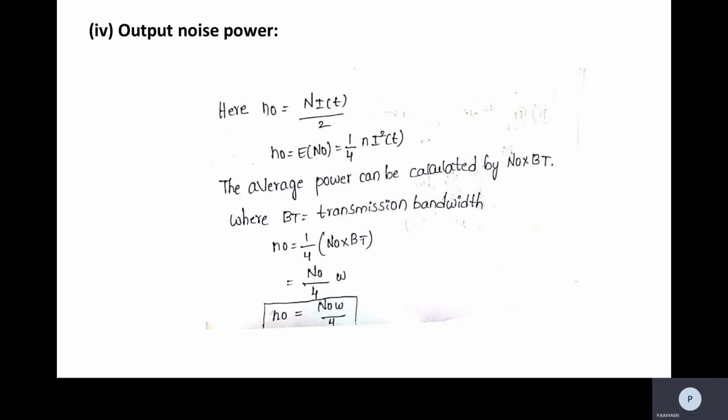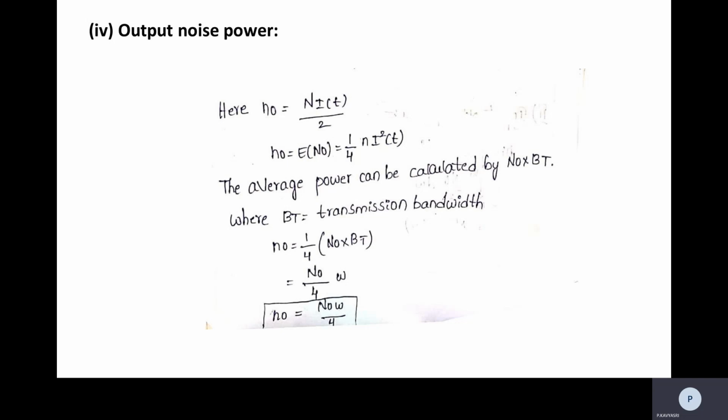So here, E of N naught is equal to 1 by 4 ni square of t. The average power can be calculated by N naught into Bt, where Bt is the transmission bandwidth. So N naught is equal to 1 by 4 into N naught into Bt. Here the transmission bandwidth is omega, so we can write it as N naught is equal to N naught into omega by 4. That is the output noise power.